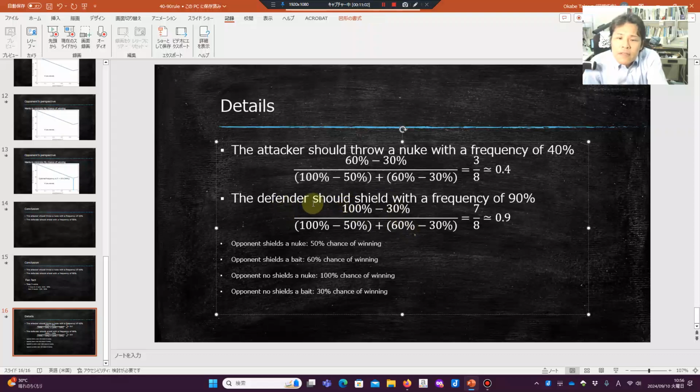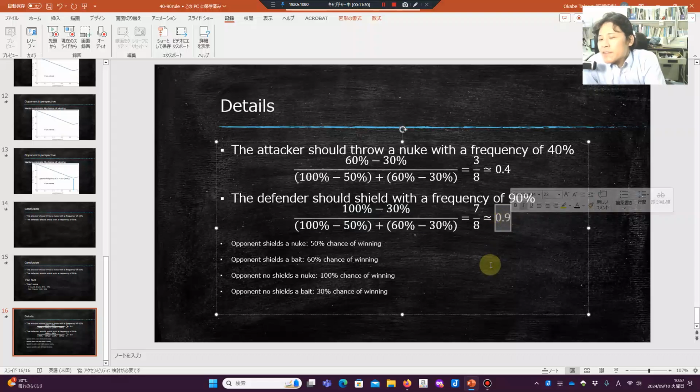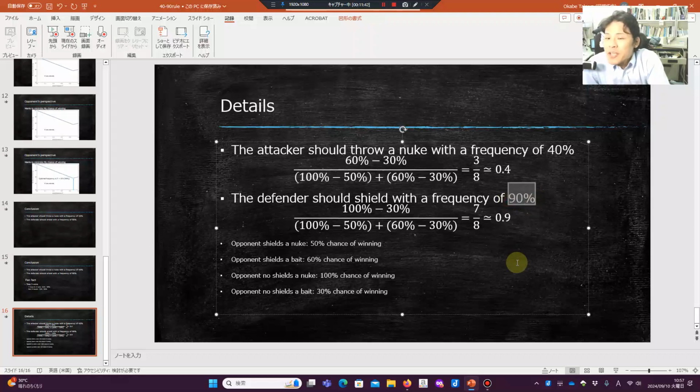On the other side, this defender shield probability of 90% is this. The difference is here. In the numerator, we have the difference in the winning chance of the best case scenario and the worst case scenario. There is good reason to believe that this is a very big number. So it is very plausible that the optimal shield frequency should be nearly 100%.